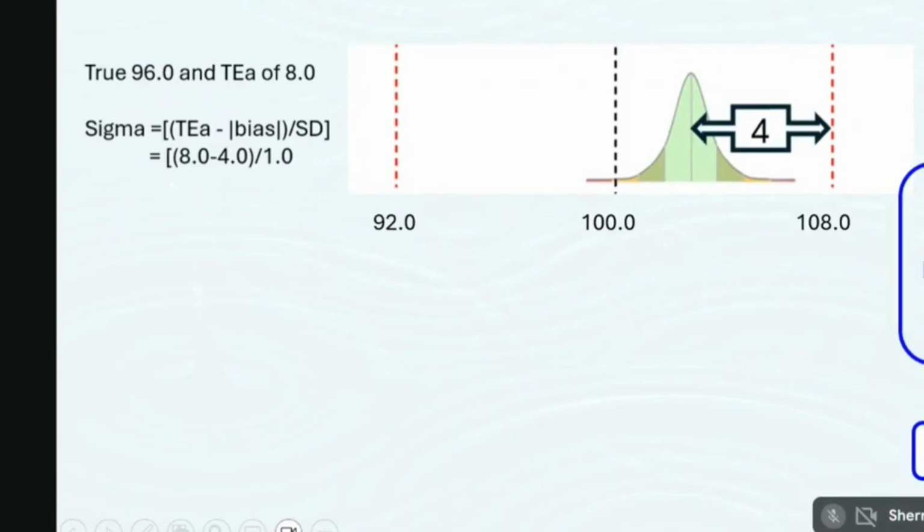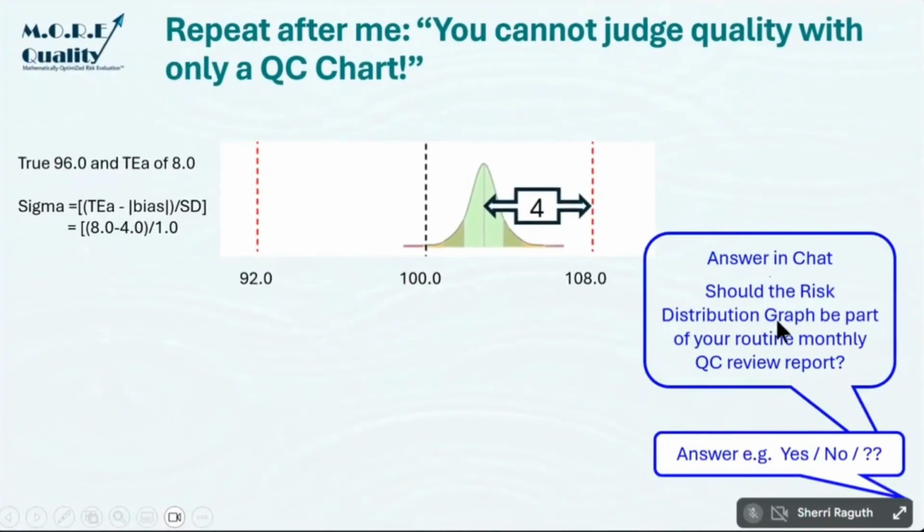What I would like you to answer in the chat is, should the risk distribution graph be part of your routine monthly QC review report? Answer yes, no, or maybe if you are putting question marks if you're not sure. But would it be helpful to see this image and get the correct values over here as part of your routine QC review?